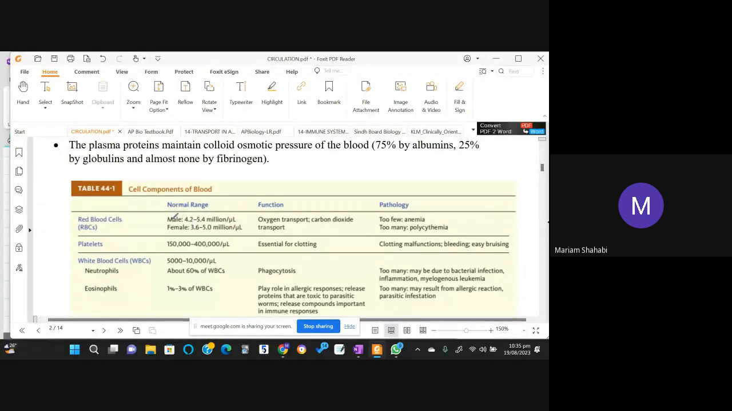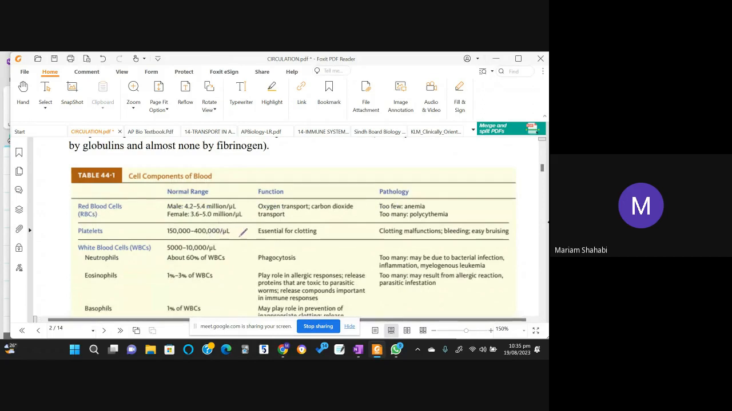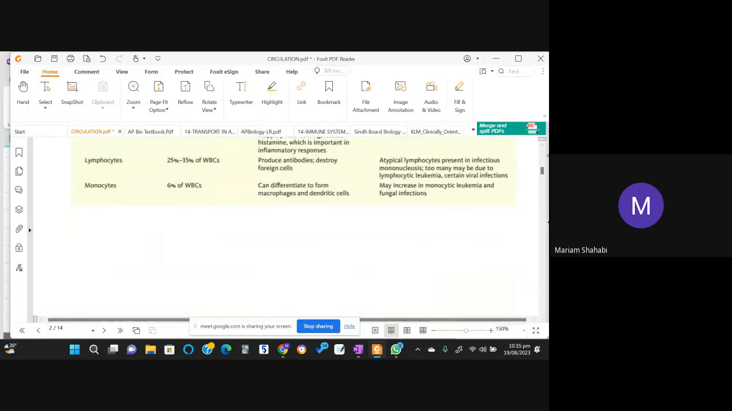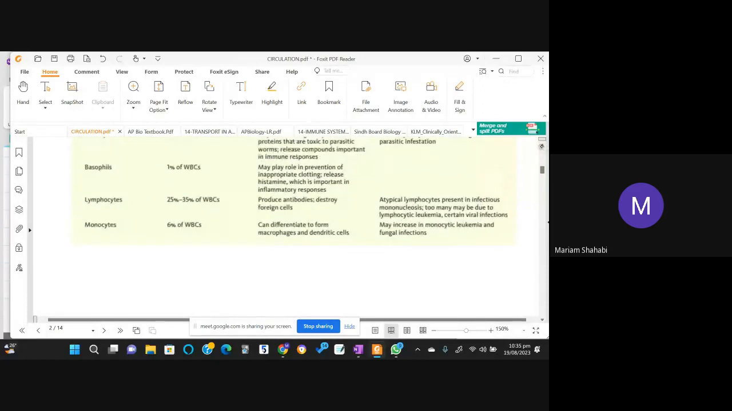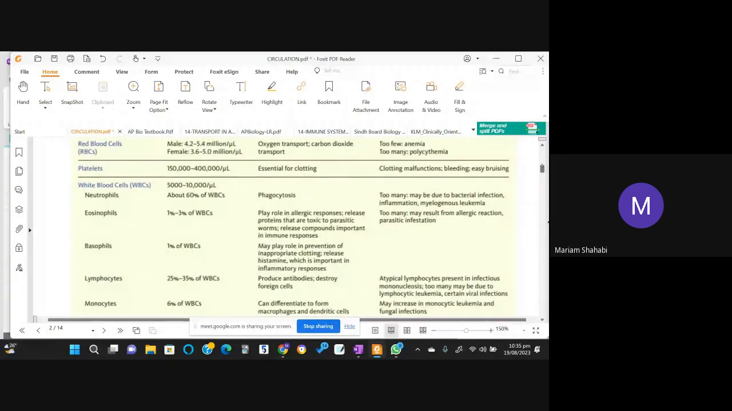So there is a certain number. Red blood cells का number different होता है in males and in females, and their function is basically oxygen transport and carbon dioxide transport. Then platelets का भी एक certain range होनी चाहिए body में, 150,000 से 400,000. ये numbers वैसे ना भी याद करें तो it's fine. But if you can, you should.